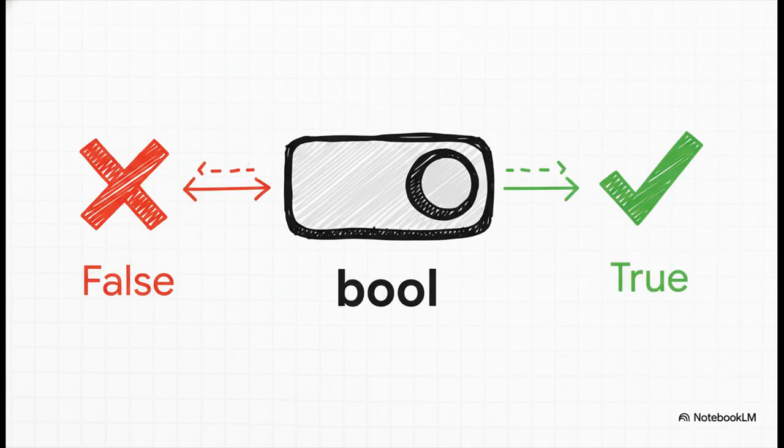And finally, we have booleans, or bool. Now, this one is deceptively simple, but incredibly powerful. A boolean can only ever be one of two things, true or false. That's it. This is the foundation for all decision-making in your code. It's how you answer simple yes or no questions like, hey, is this user logged in?